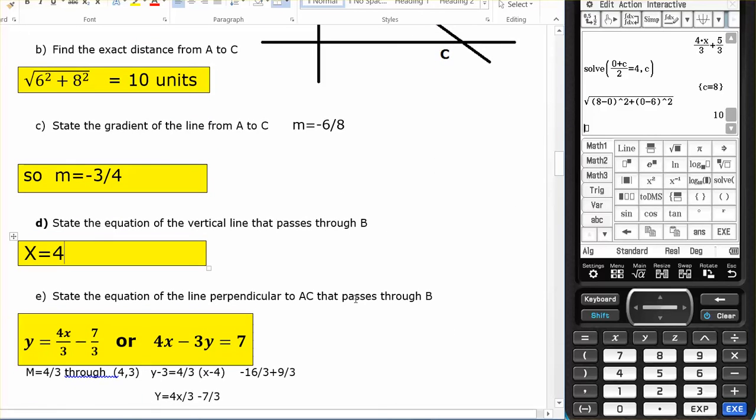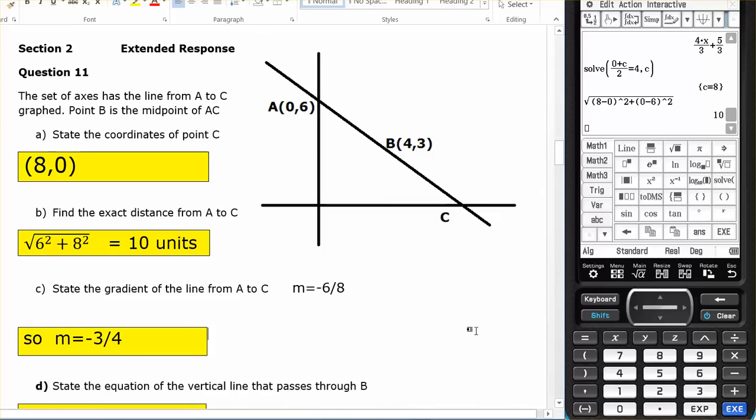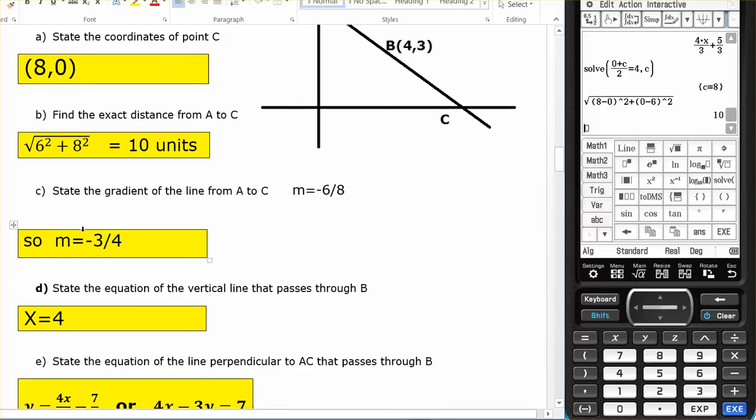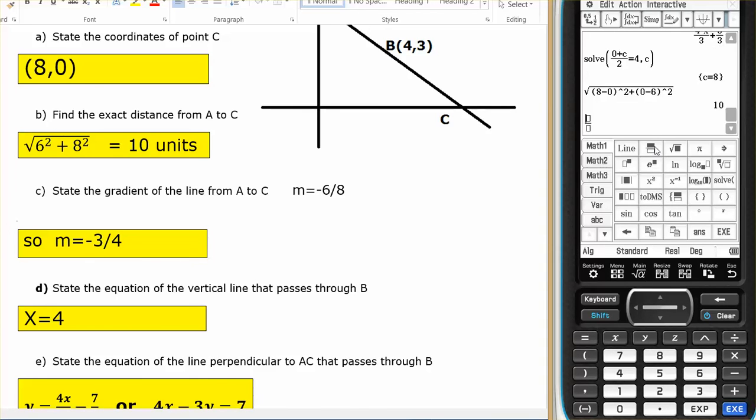And state the equation of the perpendicular to AC that passes through B. Perpendicular to AC. Therefore, I know that the gradient has to be 4/3, since the gradient of AC is minus 3/4. I turn it upside down and change the sign. So I know that the gradient is 3 over 4. And so it's going to be y minus y1. It goes through B, so y1 is 3. Y minus 3 equals m times x minus x1, which is 4.